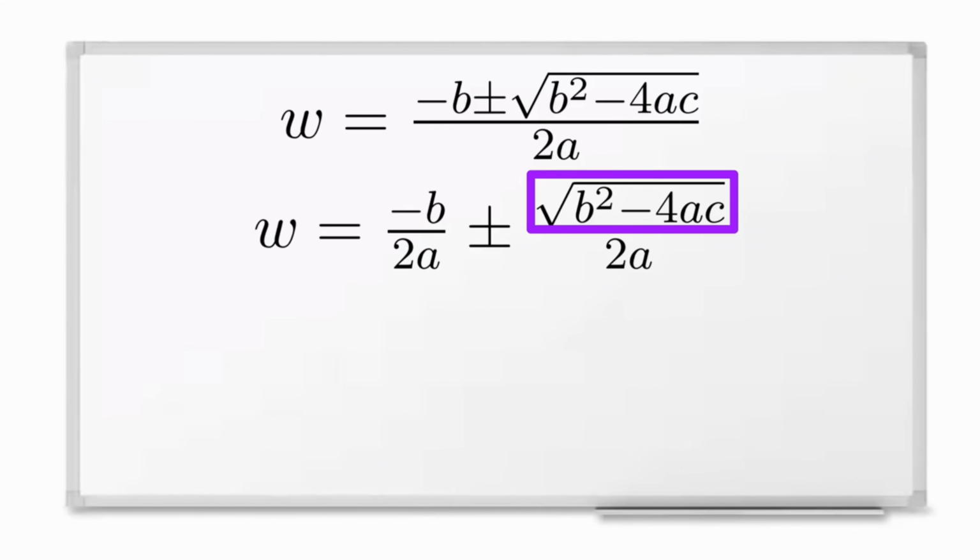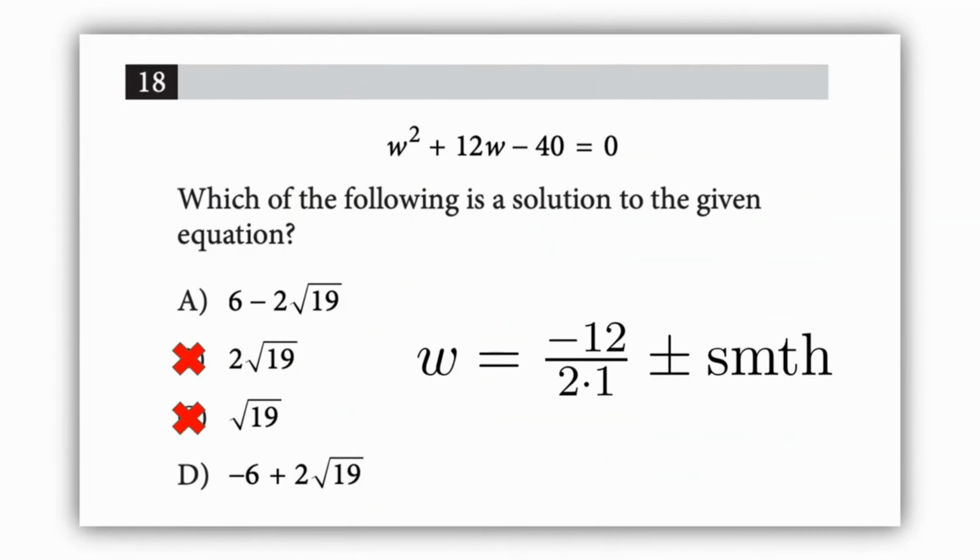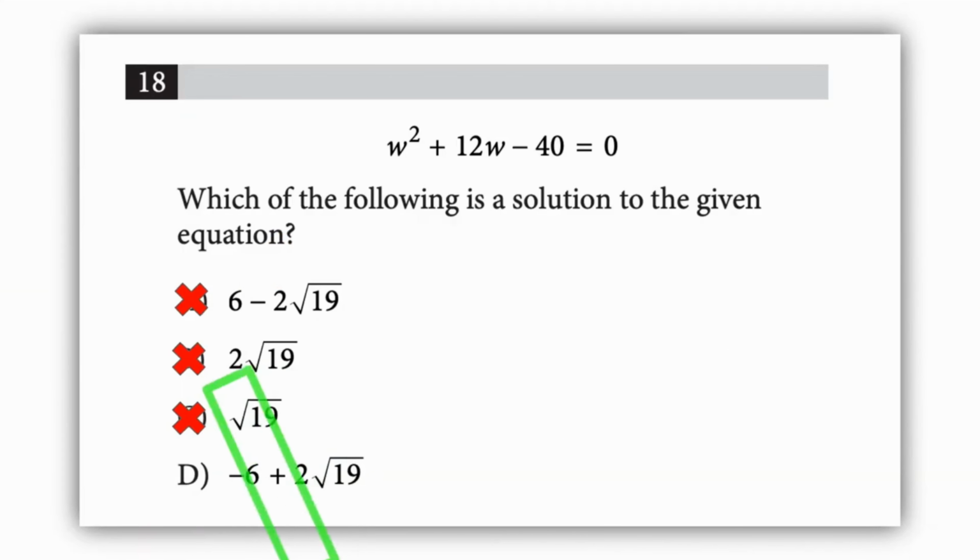And we really hate the discriminant, so we're not going to worry about that guy because we really don't want to calculate it. The first term is -12 over 2 times 1, which is -6. So the equation is -6 plus or minus something, that discriminant guy. And again, we don't really care about the discriminant guy. Option A doesn't have a -6, so the only possible answer is option D, which does.